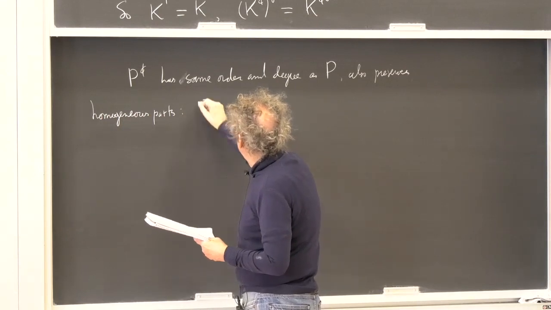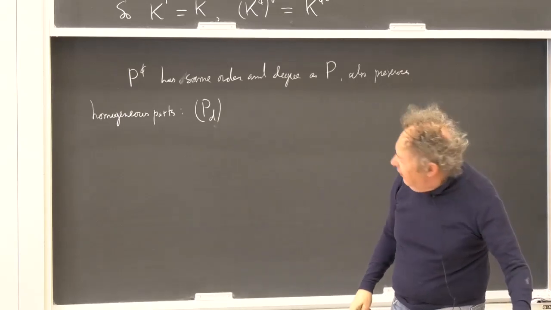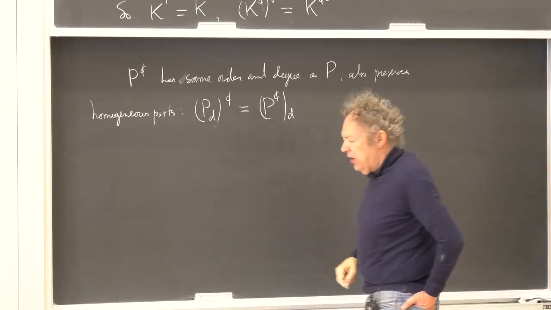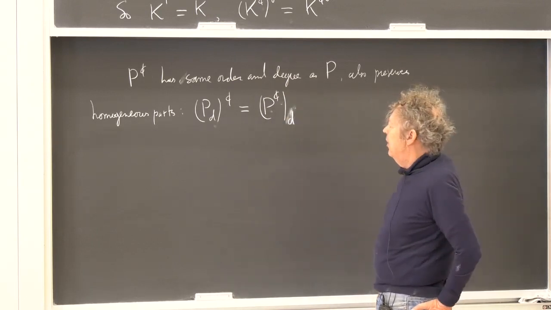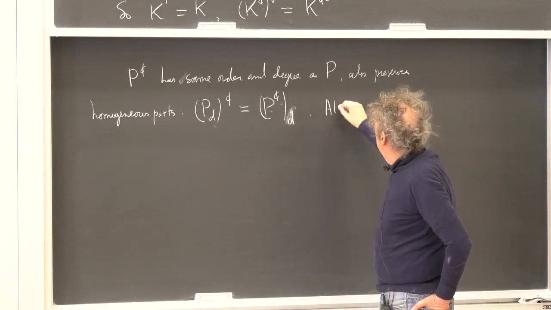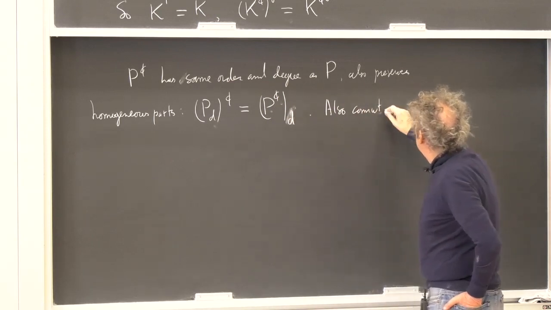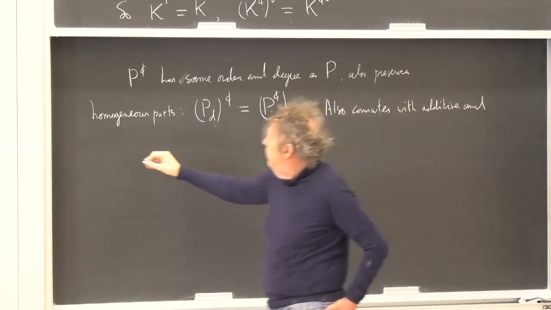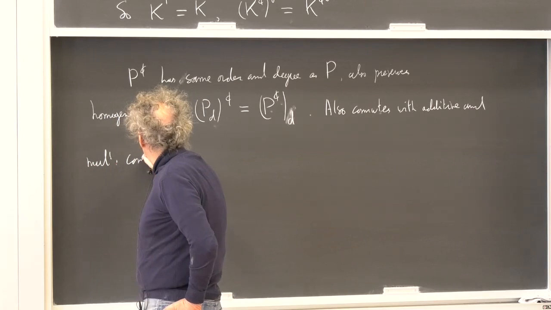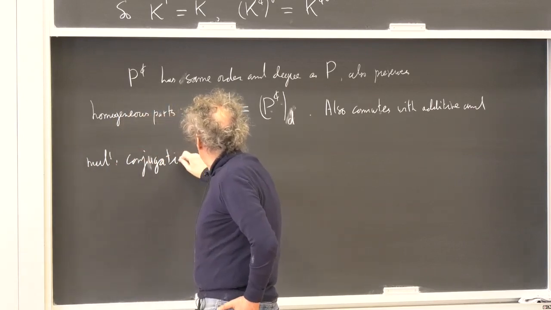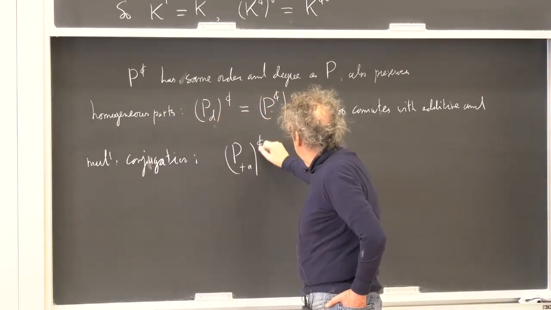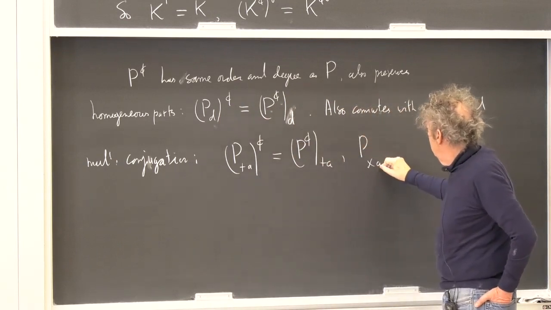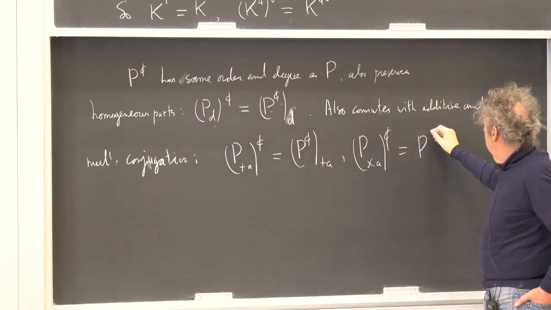If you take P_d, the homogeneous part of degree d of P, and then compositionally conjugate, that's the same as taking the homogeneous part of degree d of P phi. It also commutes with additive and multiplicative conjugation. P plus A, if you compositionally conjugate with phi, is the same as P phi plus A, and P times A, conjugated with phi, equals P phi times A.